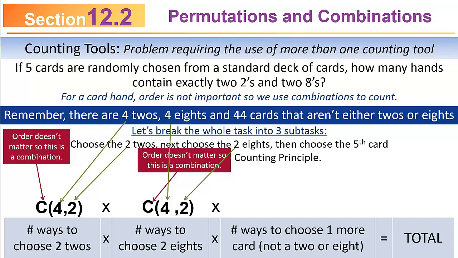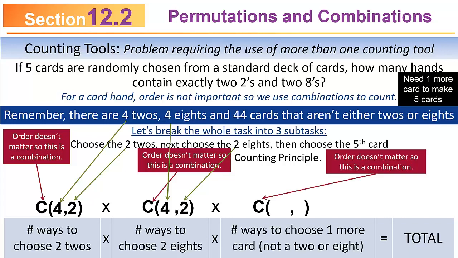Now the last one, think about it. You want it to not be an 8, not be a 2. Well, there are 4 2s and there are 4 8s. So for that 5th card, order still doesn't matter, but there are only 44 of them, because 52 minus 4, take away the 4 2s and the 4 8s, leave only 44 cards. So that last card has to come from the 44 cards that aren't 2s or 8s.